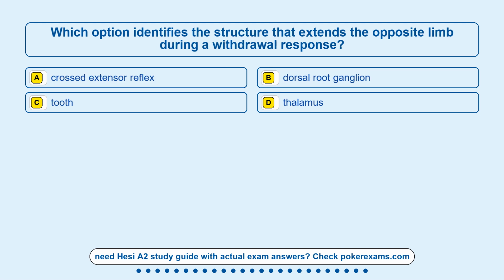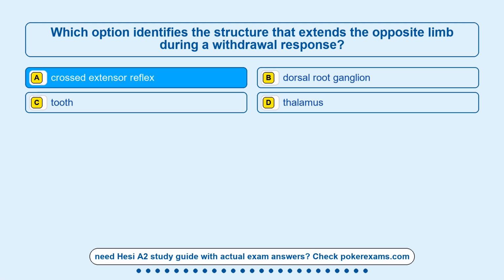Question 14. Which option identifies the structure that extends the opposite limb during a withdrawal response? Option A, crossed extensor reflex. Option B, dorsal root ganglion. Option C, tooth. Option D, thalamus. The correct answer is option A, crossed extensor reflex.